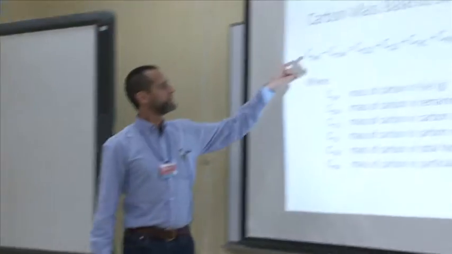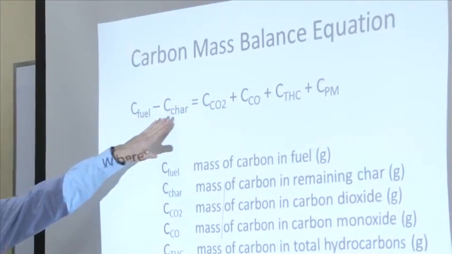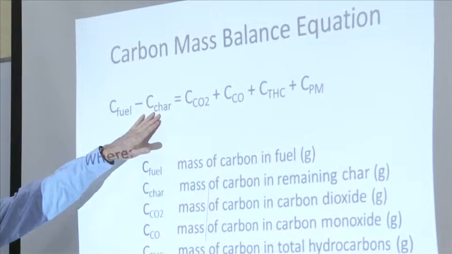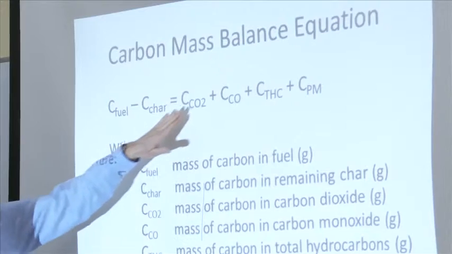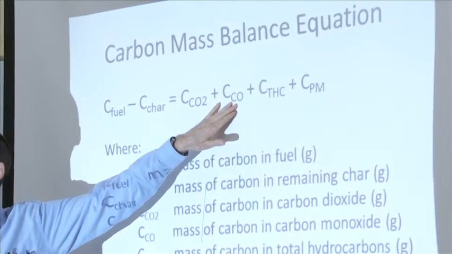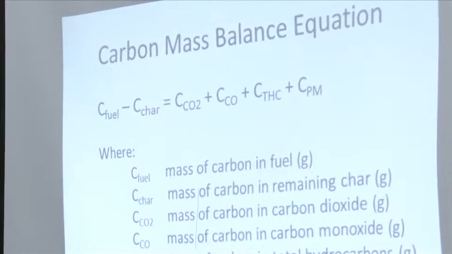So this is the carbon mass balance equation, and this is just saying that the carbon in the fuel that you start with, minus the carbon in the char that remains at the end of the test, is equal to the carbon that's in the CO2 emissions, CO (carbon monoxide) emissions, total hydrocarbons, and PM. Okay, and please stop me if there's any question about any of this.